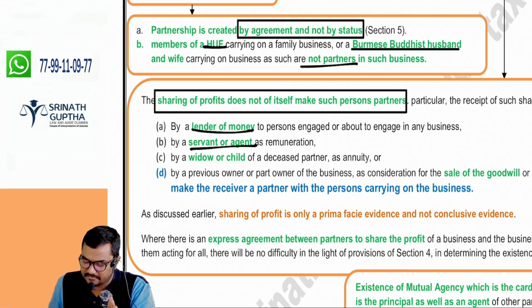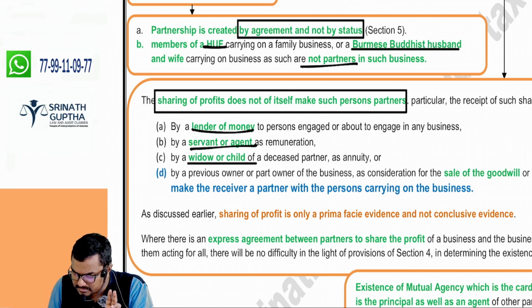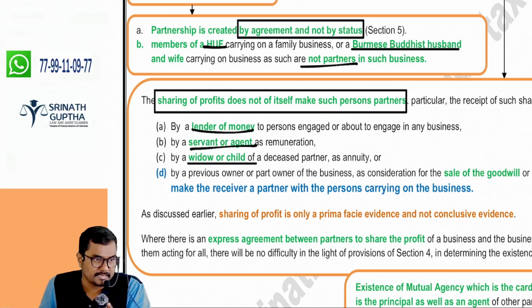Next, an employee, servant or agent. Sahiti and Rajni are doing the business, and the employee says, I don't want a fixed salary, give me 30% of the profits as my salary. The employee shares the profits but is not a partner. Likewise, the widow or children of a deceased partner. ABCD are the partners, and Ajay has died. Ajay's share will be given to his wife or his son. Yes, he is taking the profit, but he is not a partner, because there is no agreement between the son of Ajay and the other partners.